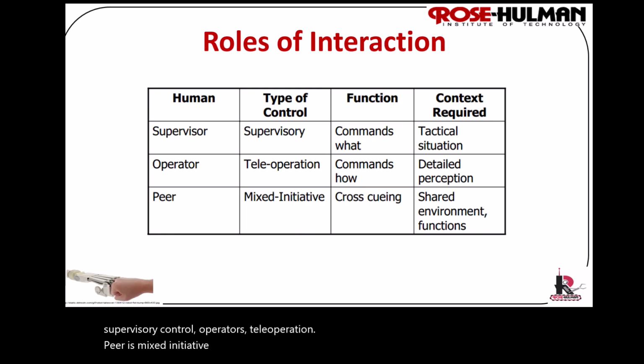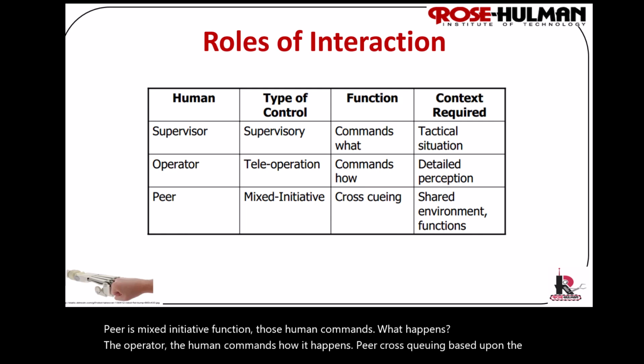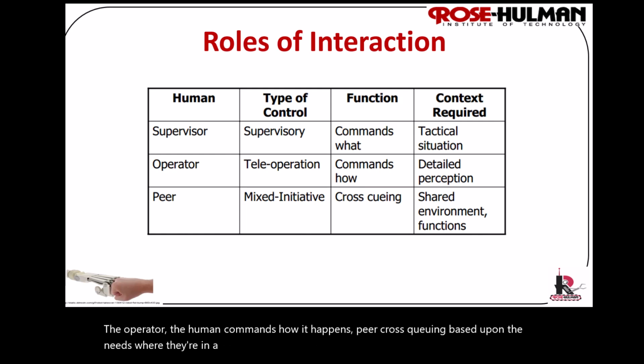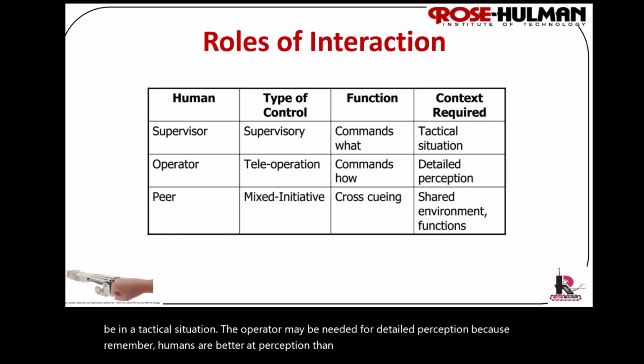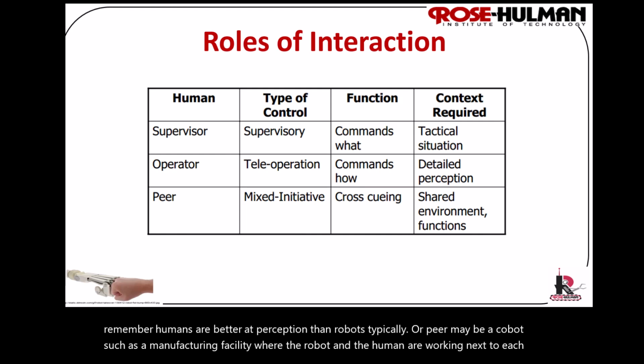Function: the human commands what happens. The operator, the human commands how it happens. Peer, cross queuing based upon the needs, where they're in a collaborative peer relationship. So context required: a supervisor may be in a tactical situation. The operator may be needed for detailed perception, because remember, humans are better at perception than robots typically. Or a peer may be a cobot, such as in a manufacturing facility where the robot and the human are working next to each other in a shared environment.